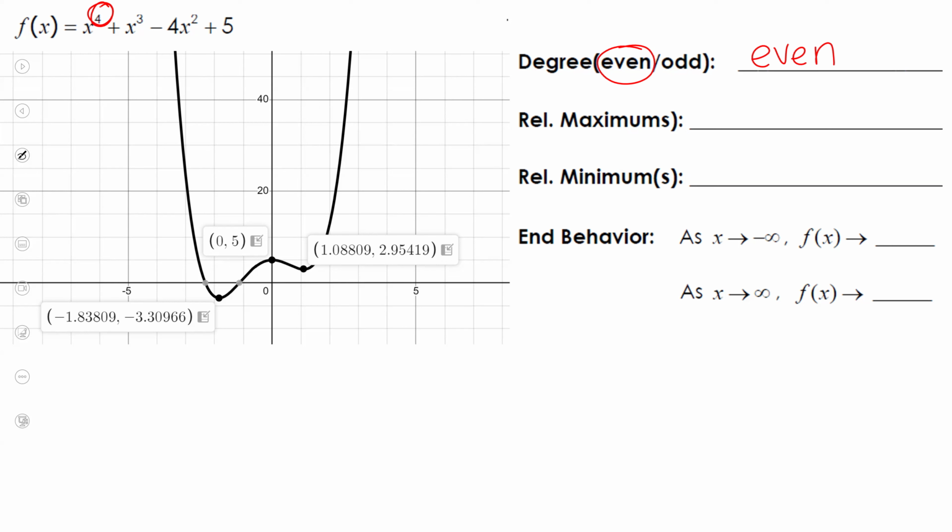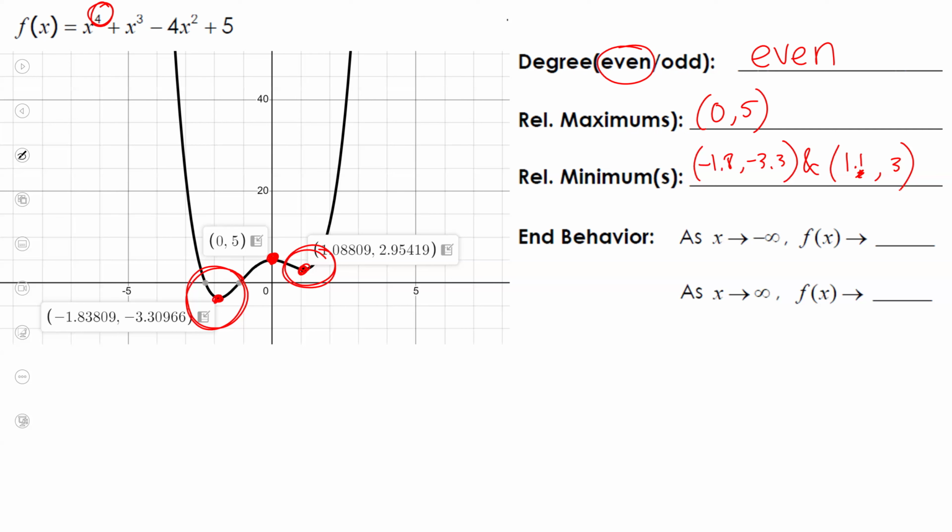Okay, so relative maximums. This is a maximum, a relative maximum. That's 0, 5. Relative minimum, we have 2 this time. This is the lowest point in this area. This is the lowest point in this area. So we have two relative minimums. You can just round. I'll do negative 1.8 and negative 3.3. And the other one is around 1.1 and 2. I'll just round this to 3. So those are your relative maximum and minimums.